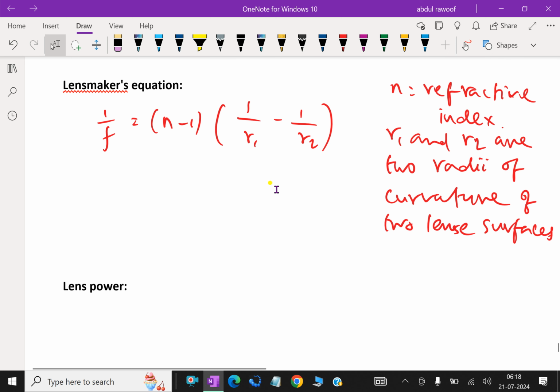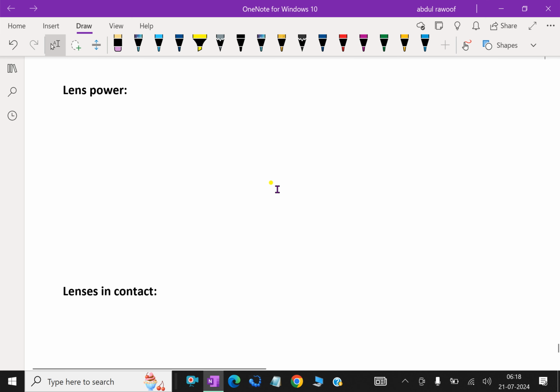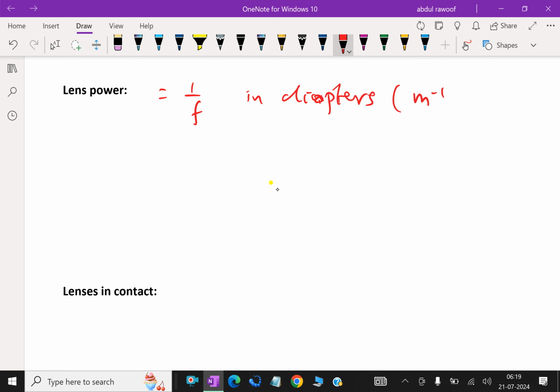Now, lens power. What is lens power? Lens power is always 1 over f, in diopters, which means per meter. This unit is diopters, where f is the focal length.